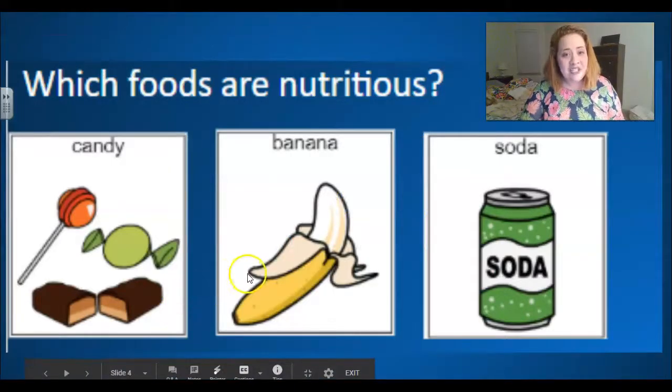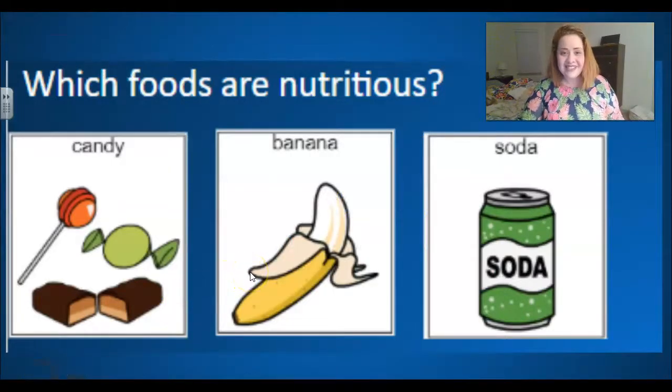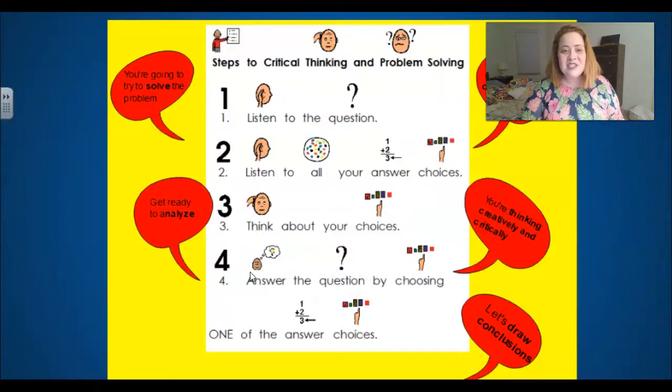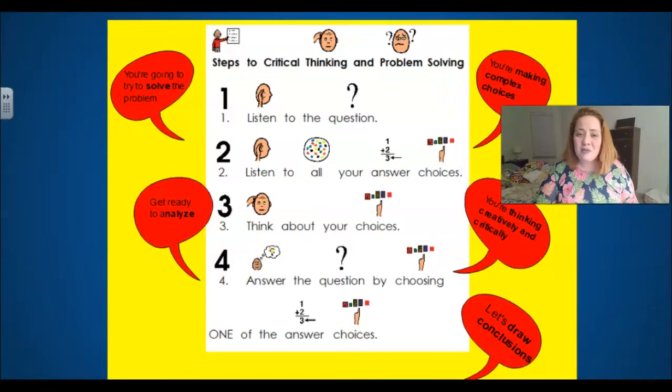Do you remember the questions that I wanted you to think about during this lesson? Let's use our steps to critical thinking and problem solving to answer these questions now. Do you remember the steps? Let's review them together. Step 1, listen to the question. Step 2, listen to all of your answer choices. Step 3, think about your choices. Step 4, answer the question by choosing one of the answer choices.